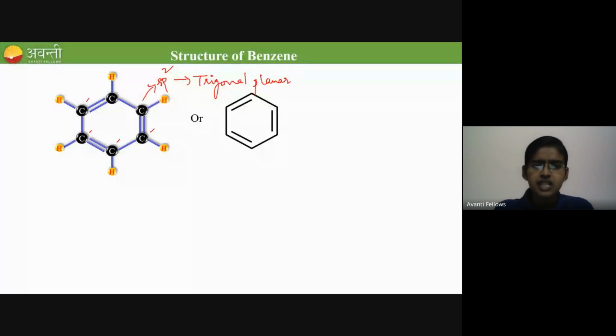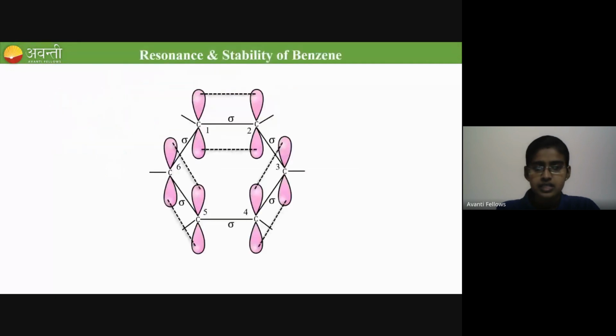If the carbon is sp2, the geometry is trigonal planar, and there will be 3 sigma bonds and 1 pi bond around each carbon. 2 sigma bonds are between carbon and carbon, and 1 sigma bond is between carbon and hydrogen. So let me show you the orbital diagram also.